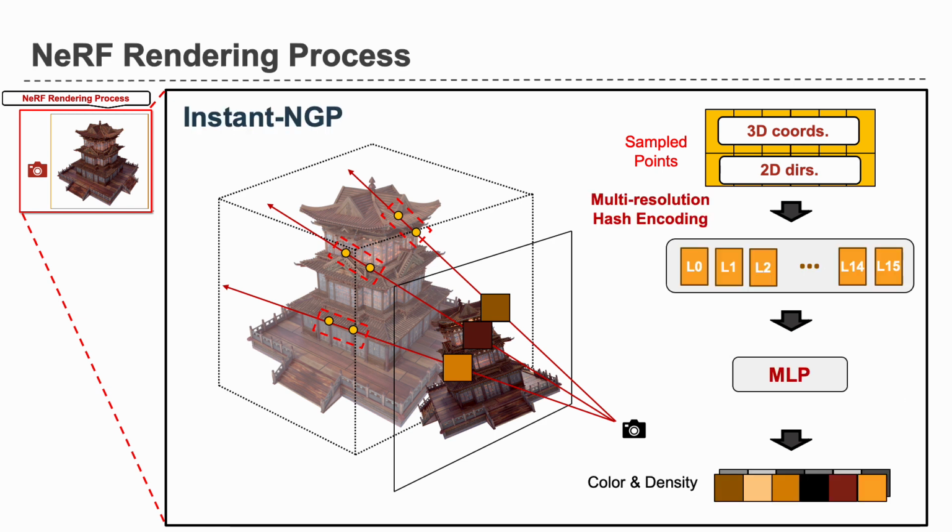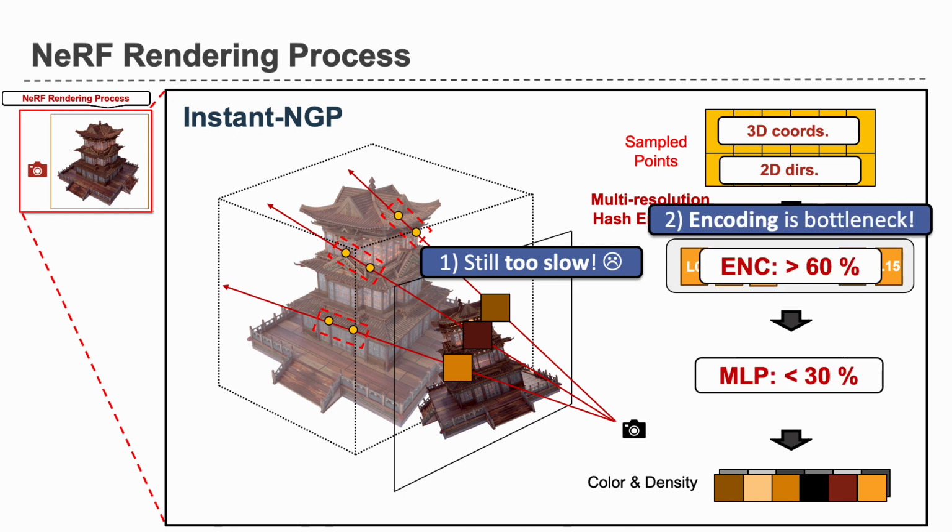Instant NGP employs multi-resolution hash encoding and demonstrates state-of-the-art performance. However, it still suffers from slow rendering time. On a high-end GPU, it renders Full HD images only at 2 to 10 frames per second. In detail, the encoding stage is the main bottleneck, which takes more than 60% of the total rendering time.